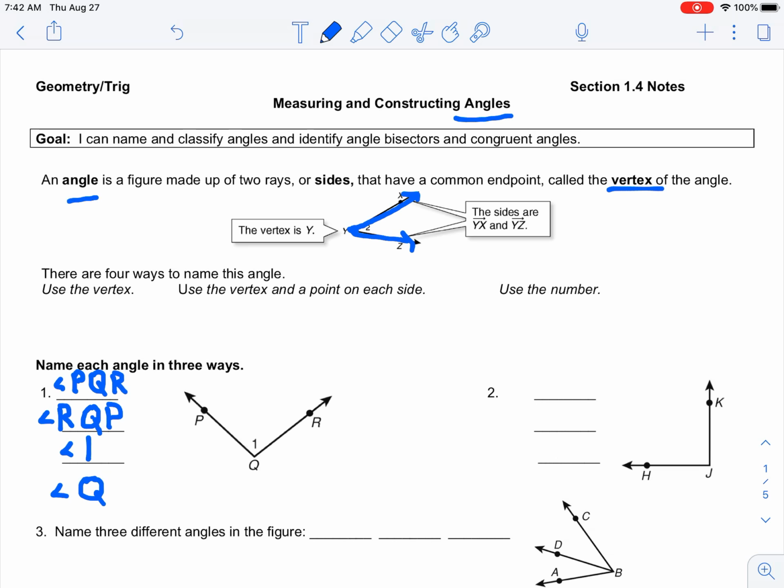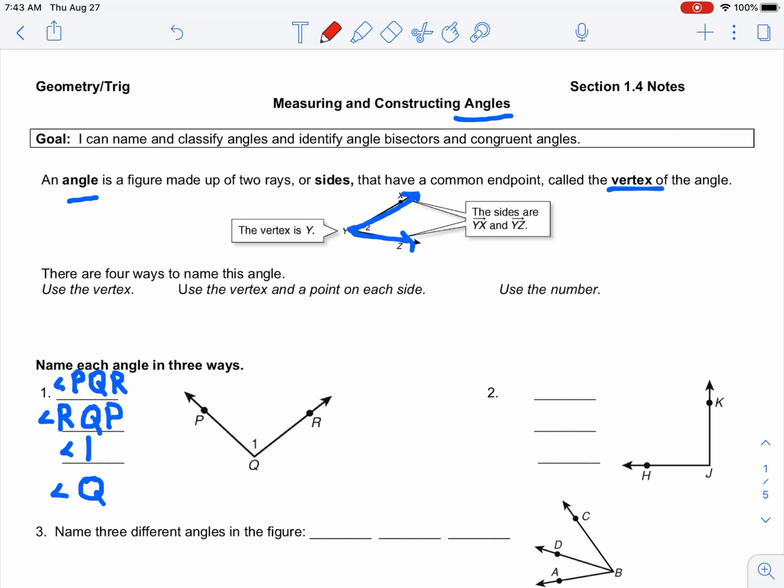So options 1 and 2 are the best. Use three letters. If they give us a number in there, then we can go ahead and use that, but try to use three letters. That's the best way. We're going to use three letters to name it first because that's the best way to name the angle.